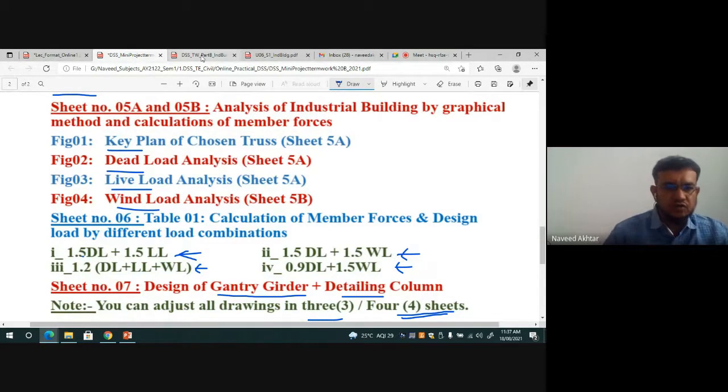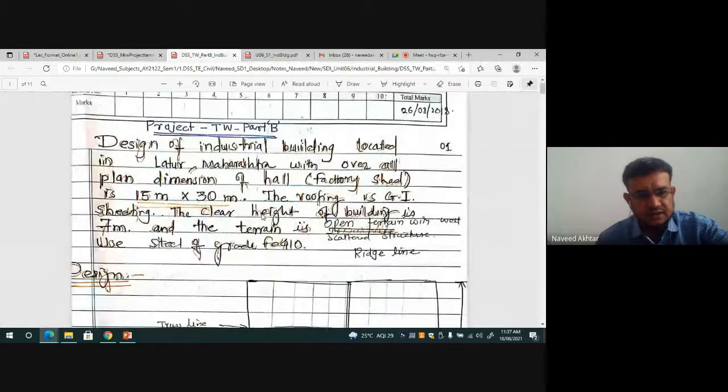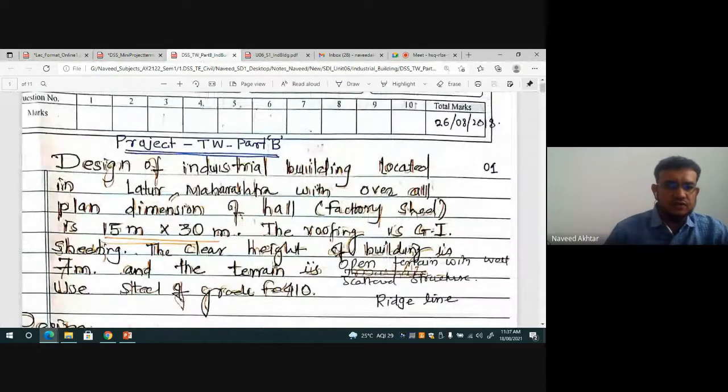Now, how you can go for the design, for this I will take one example for you. So you can open your camera and take pen and paper, so that you are able to understand how you have to design your industrial building. Okay, so design of an industrial building located in Nagpur, Maharashtra, with overall plan dimension of hall or factory shed of 15 meter by 30 meter.